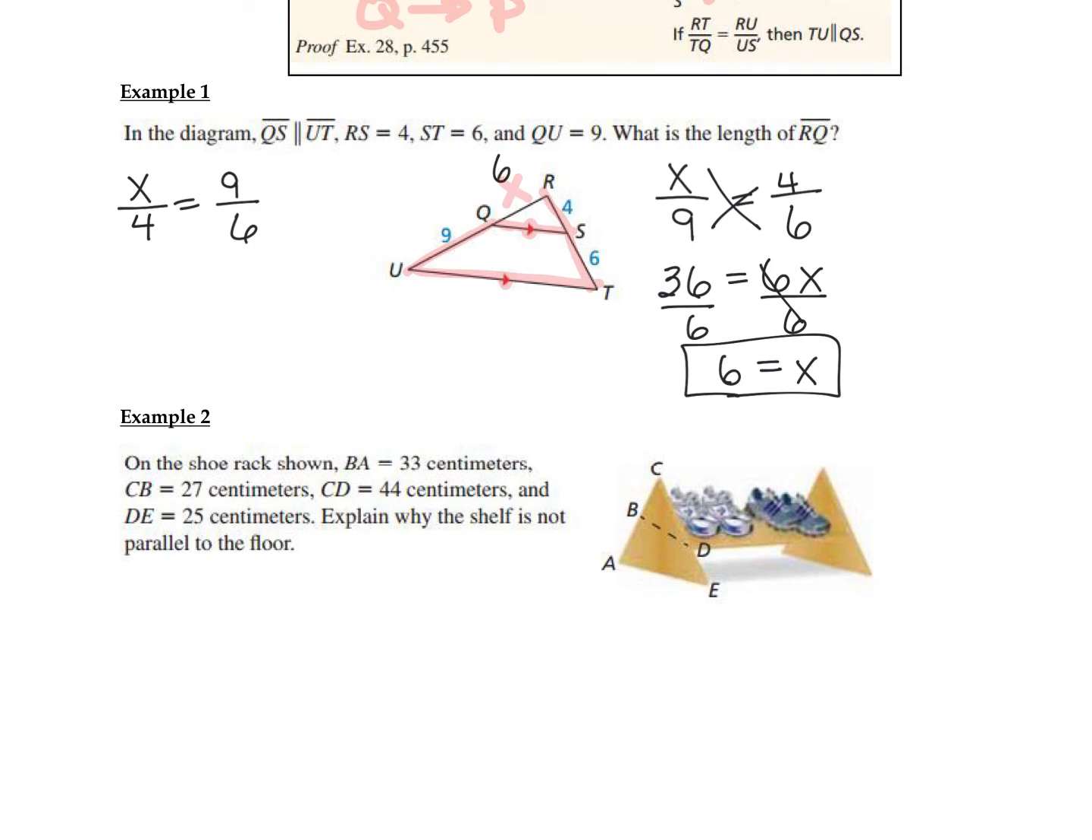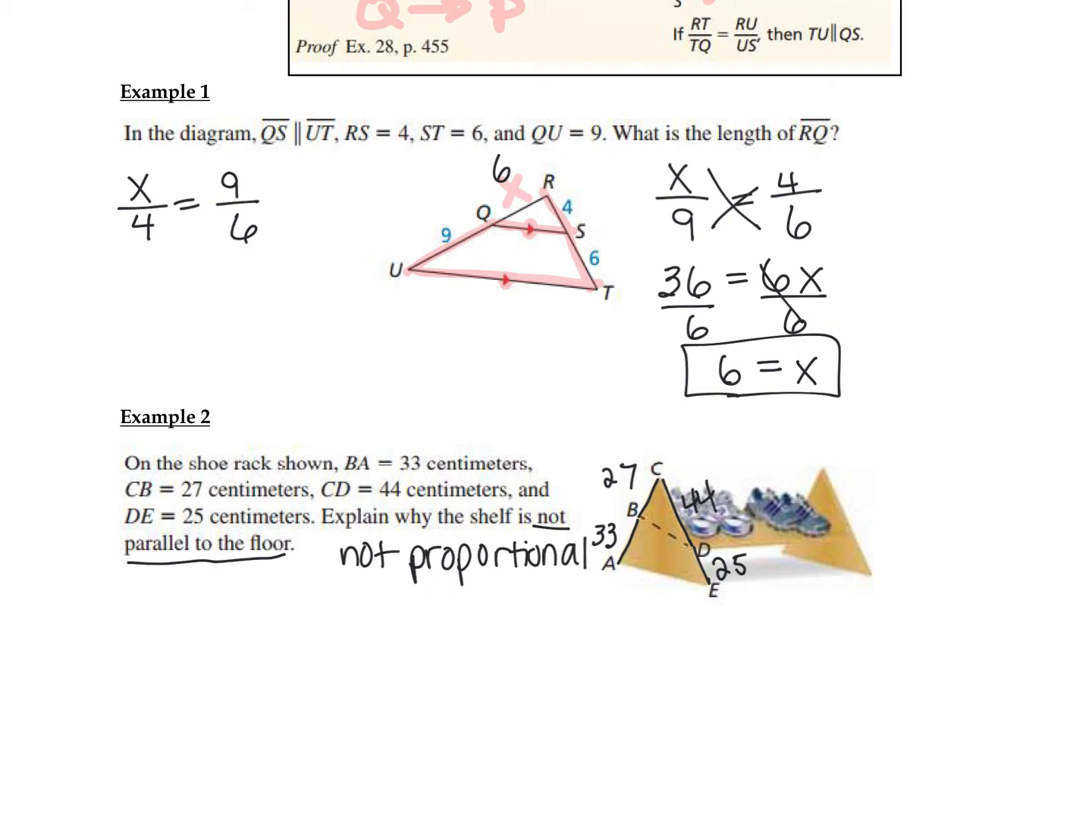Okay, let's do example 2. On the shoe rack, BA is 33, so that's B to A. CB is 27 centimeters. CD is 44. And DE is 25. Explain why the shelf is not parallel. So that means it's not going to be proportional.